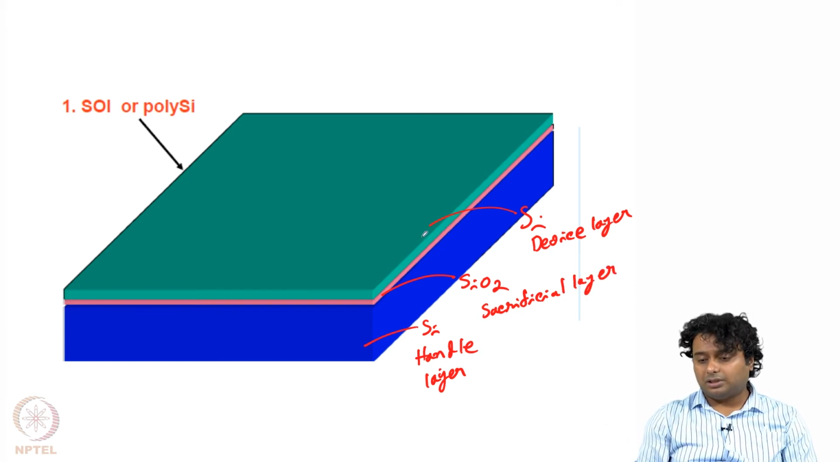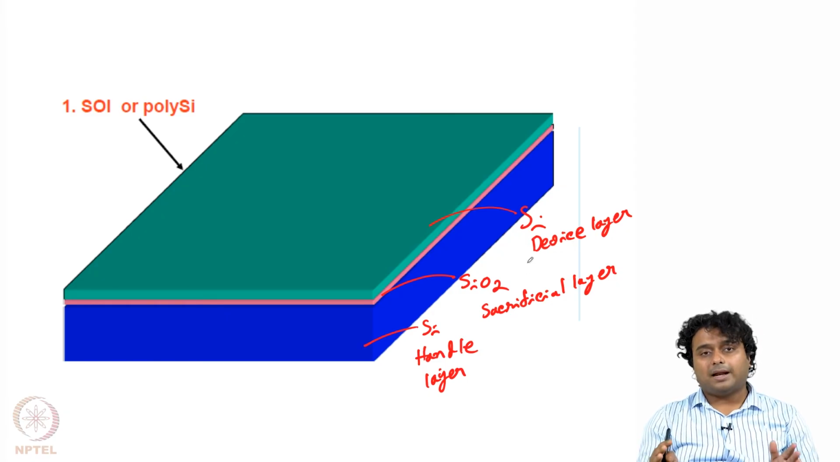Another important point is this top silicon layer can be single crystal silicon or even polycrystalline silicon. If it is polycrystalline silicon, then on the SiO2 we just grow the silicon film, okay, then it will be a polysilicon film.